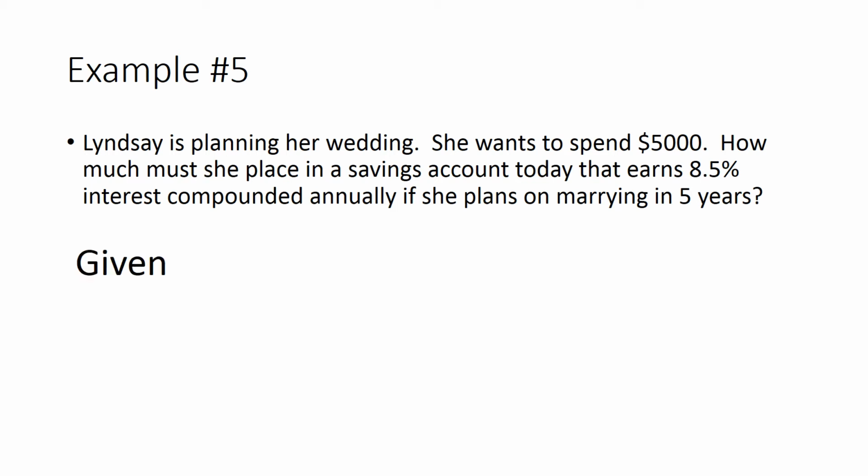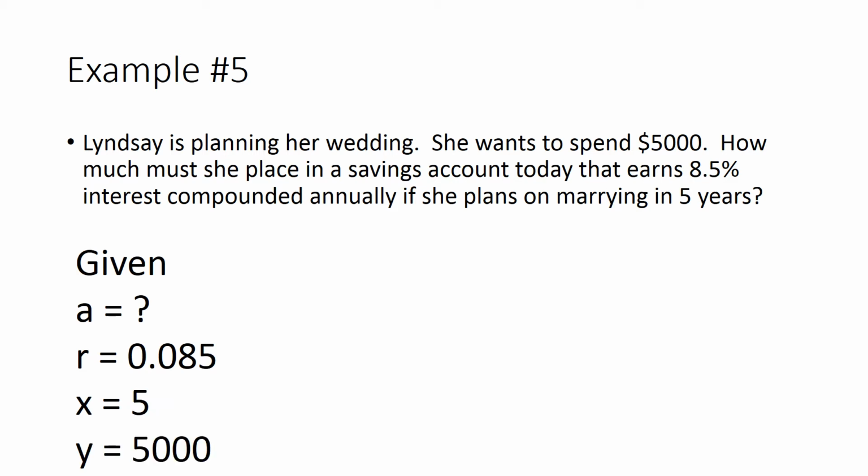So what are we given? A is our unknown. She doesn't know how much she needs to save. But we know R, and we know X, and we know Y. We know how much she wants to have. So let's set up our equation.